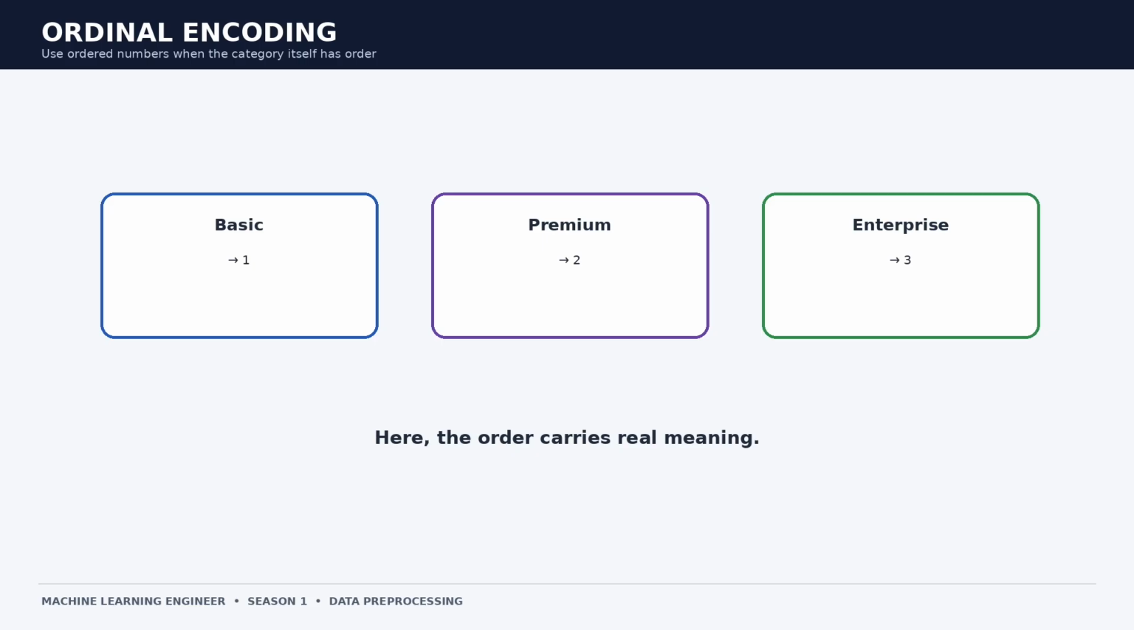But there are cases where numerical encoding does make sense. Suppose we have basic, premium, and enterprise. There is a natural order. In such cases, ordinal encoding can be appropriate. So the encoding method depends on the meaning of the category.